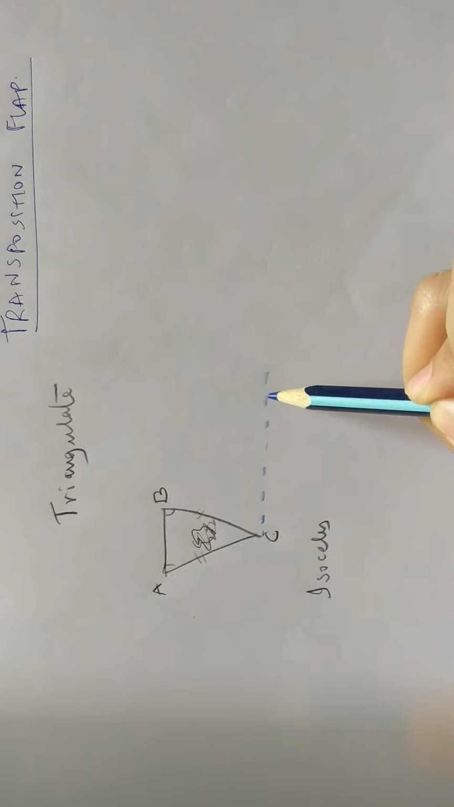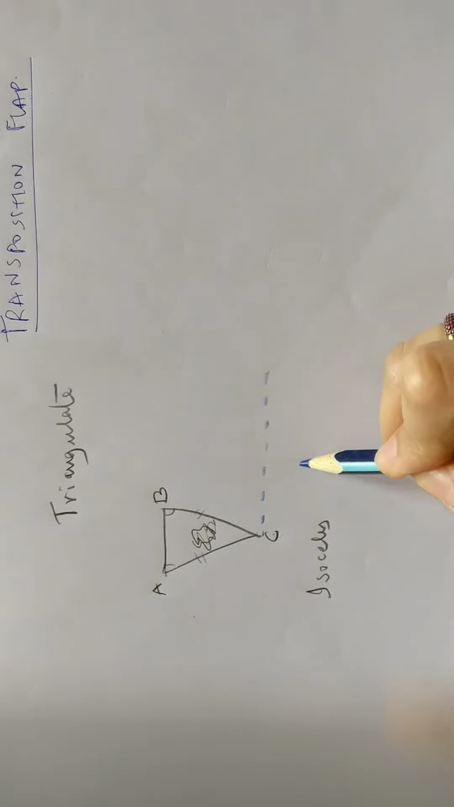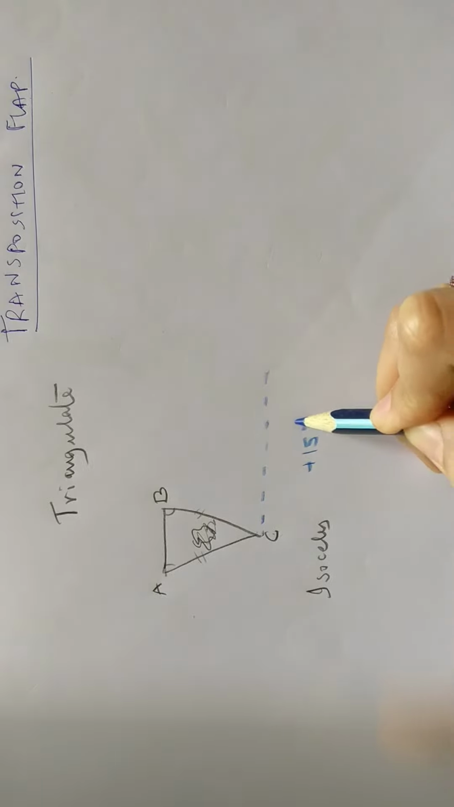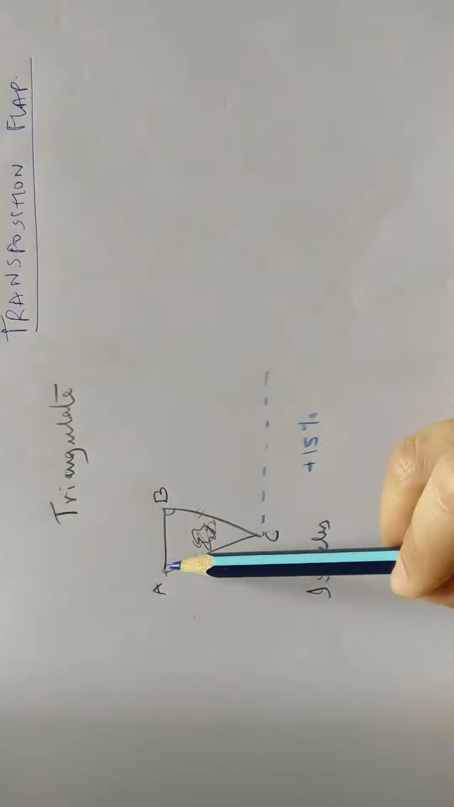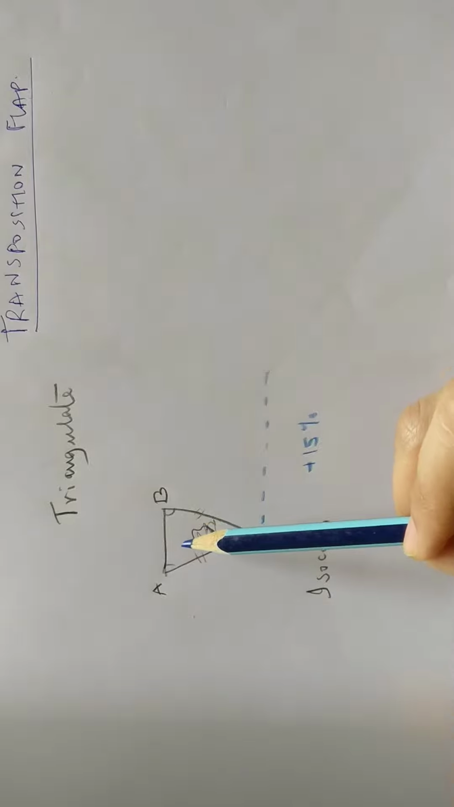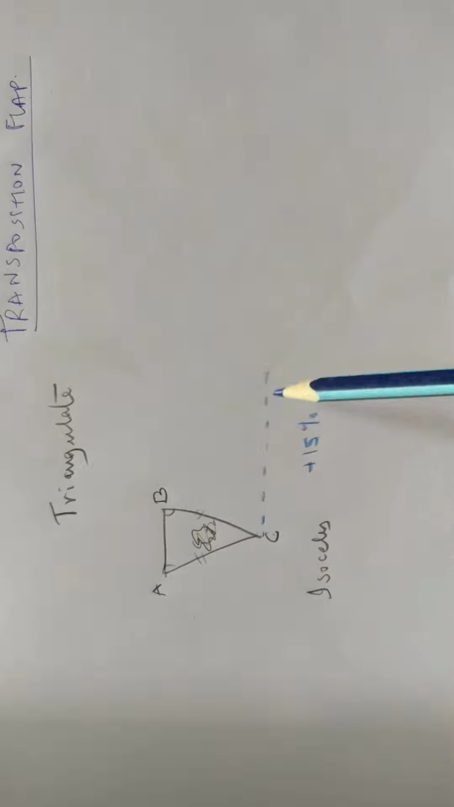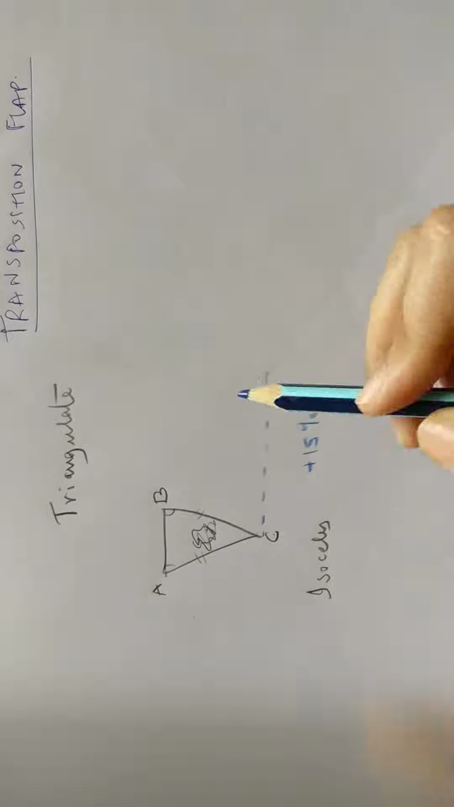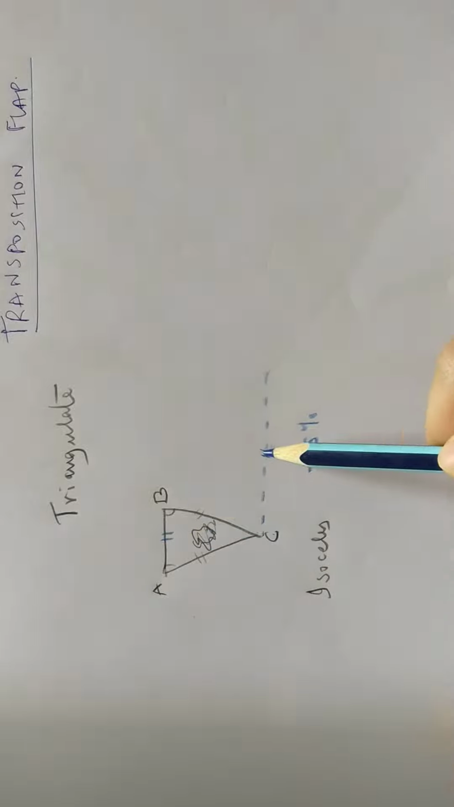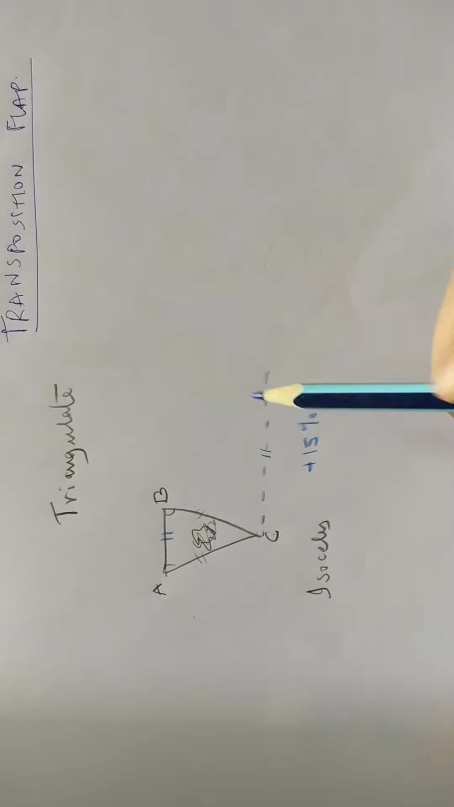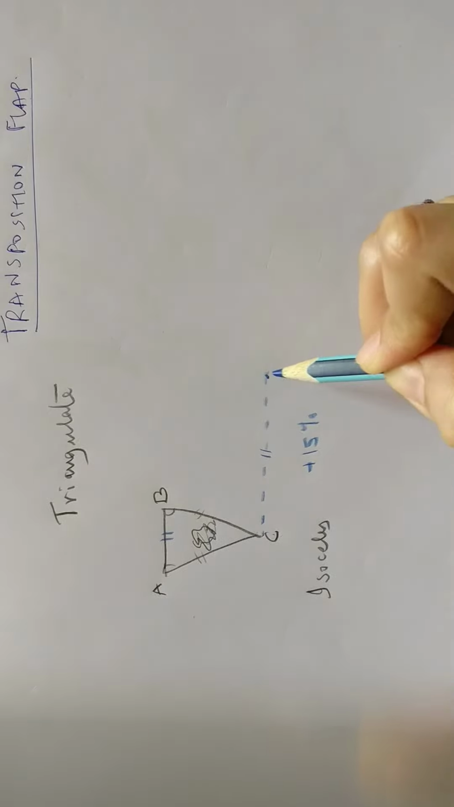Now how much should we extend this? Usually we take it as an arbitrary plus 15% so that we get enough movement. So if your base of the triangle is about 2 centimeters, then 2.3 centimeters is what would be the base of your transposition flap. Now this line has to be parallel to the line AB. Once you've gotten your plus 15%, that is where you stop and you get your point D.